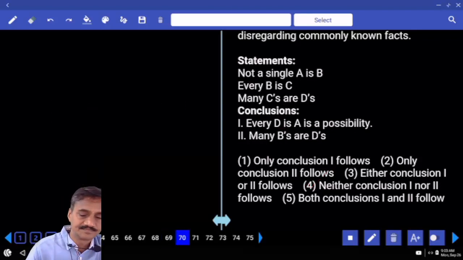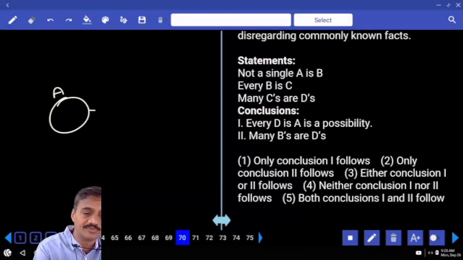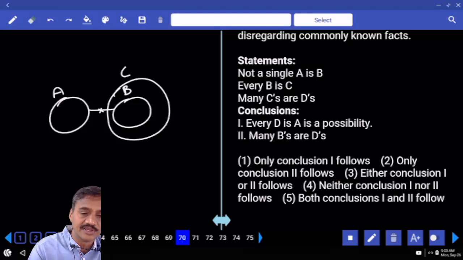And 70, not a single A is B means no A is B. None of the A's are B's. And every B is C means all B's are C's. And many C's are D's means some of the C's are D's.